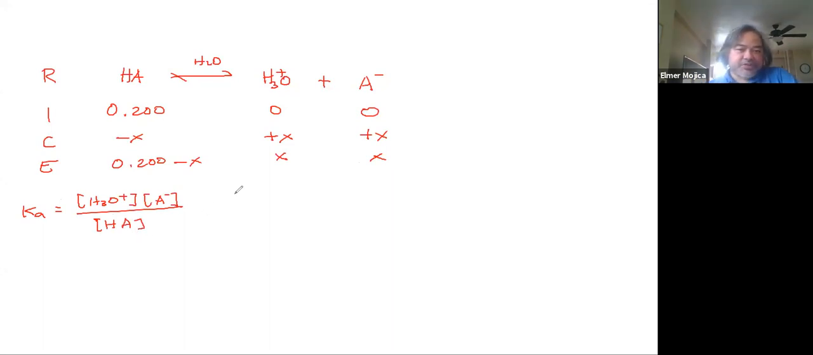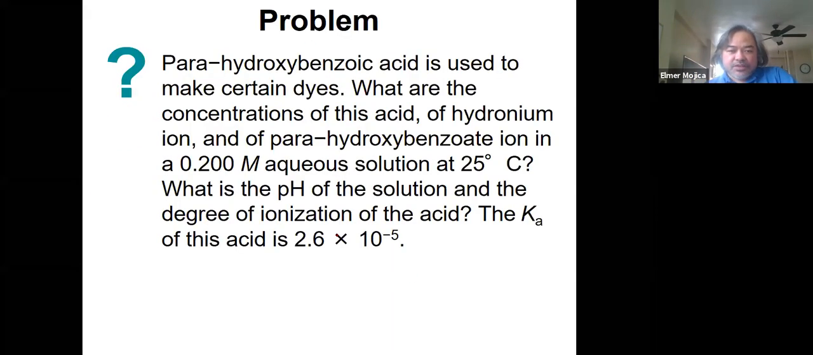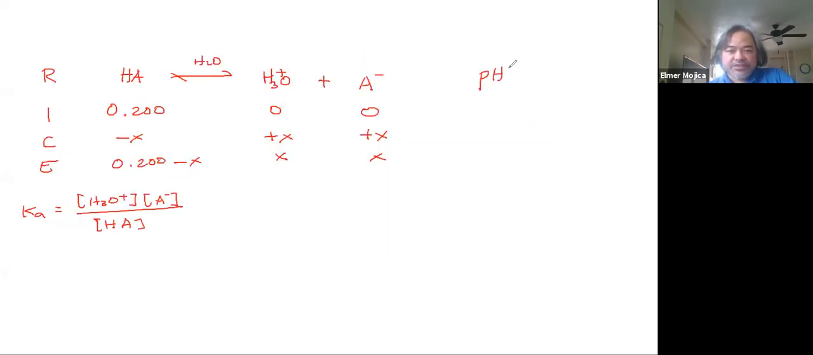Okay? So if we're going to look at the questions that we have there, you're given 0.2 and you're given the Ka as 2.6. So you're asked for the pH. So what do you need to calculate? The one that's being asked is the pH. Because you're given the Ka here. So what do you have? You have 2.6 times 10 to the negative 5.